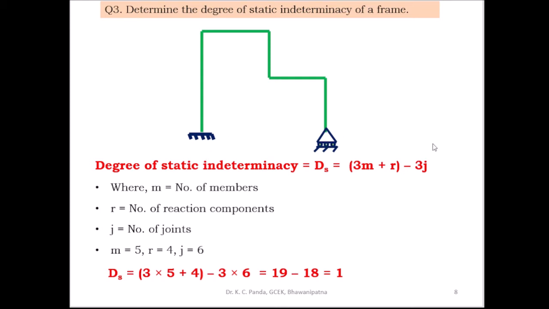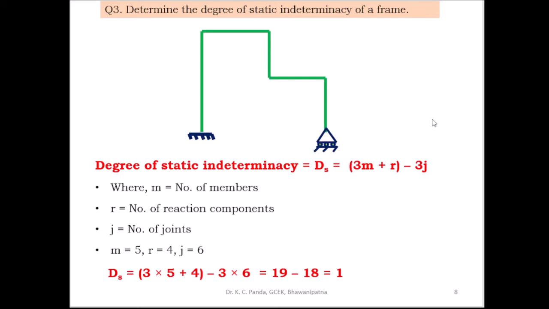ds is equal to dsc plus dsi. dsi is equal to 0 because this is an open configuration, so it is internally determinate, and externally this is indeterminate, and that you can find out using the dsc. dsc is equal to r minus 3. So here r is equal to 4 minus 3 is equal to 1. So this is externally indeterminate but internally determinate.